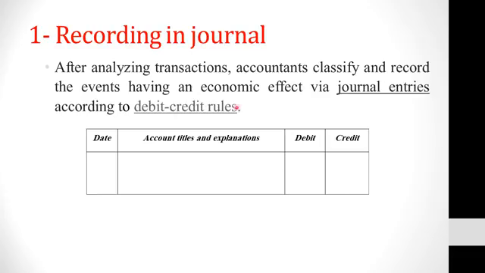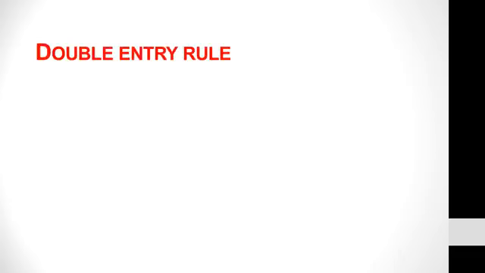The double entry rule. This is the form and the format of the journal. It has a column for the date, a column for the accounting title and explanation, and the two most important columns that are debit and credit. Here we write the figures. The numbers are written within these columns. So before recording the transaction within the journal, we need to explain and to know the double entry rule.